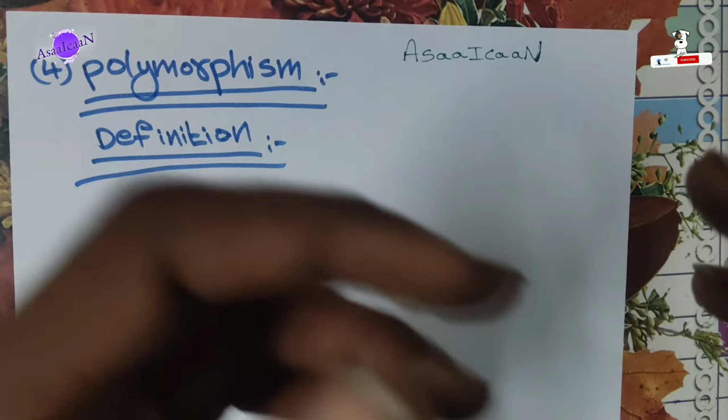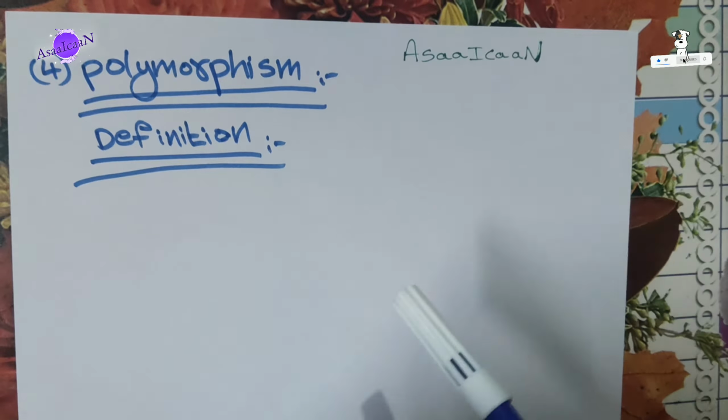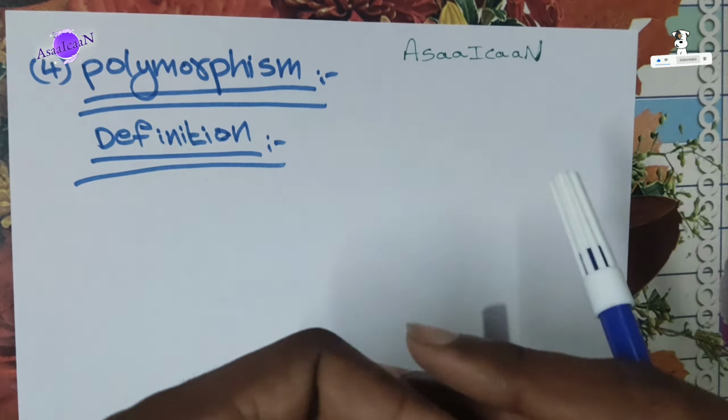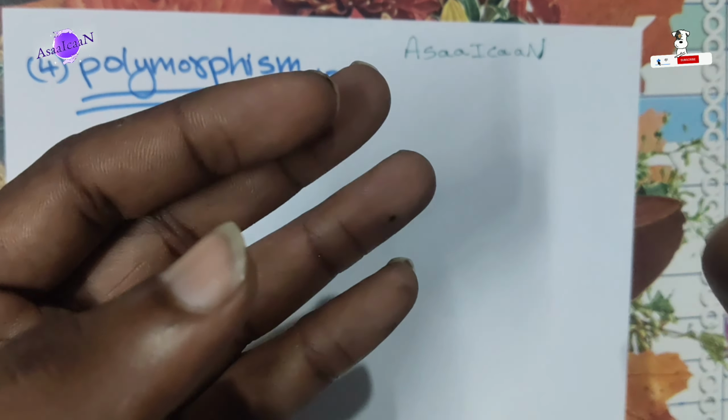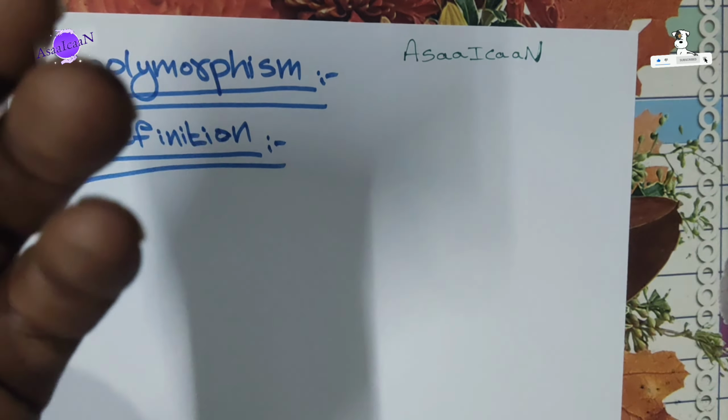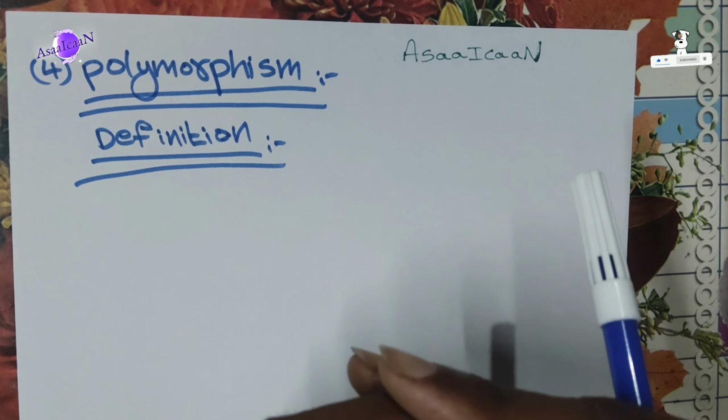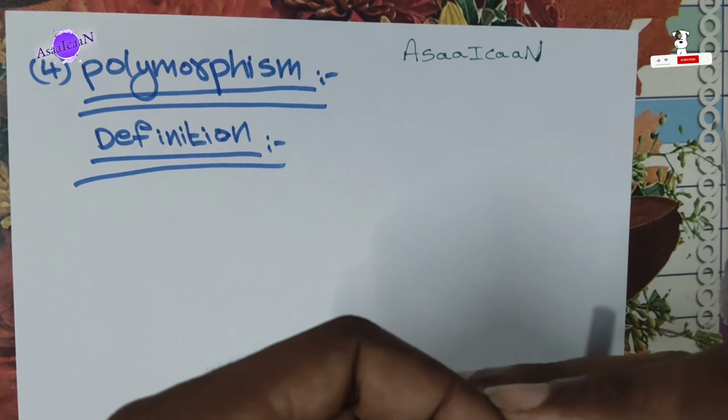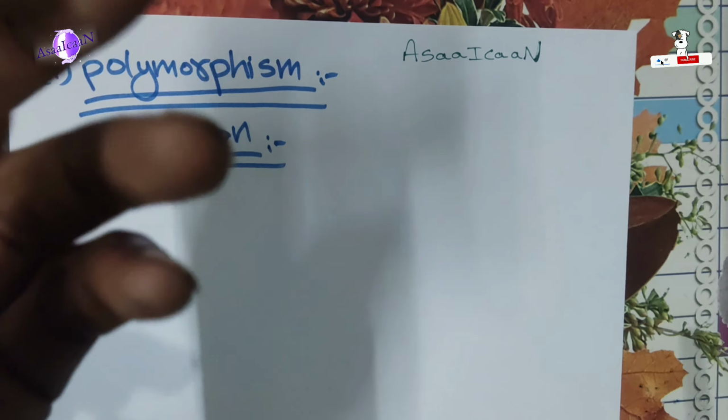Benefits of polymorphism. What are the benefits? It reduces code duplication. It makes programs more flexible. It allows different objects to use the same interface. It makes code easier to maintain and extend. That's it. Okay, I think everyone understands it. Now see the next principle.